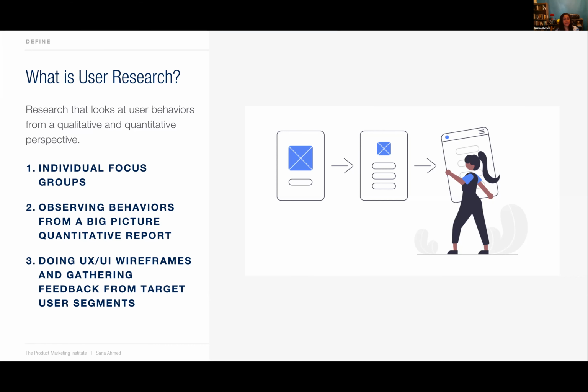And those three things within user research consist of, number one, individual focus groups. So this isn't a guessing game. When you think about solving the problem for the user, it's not about scratching your head and trying to figure it out on your own. The beauty is that the answers are in conversations, and specifically conversations with your specific user segments.